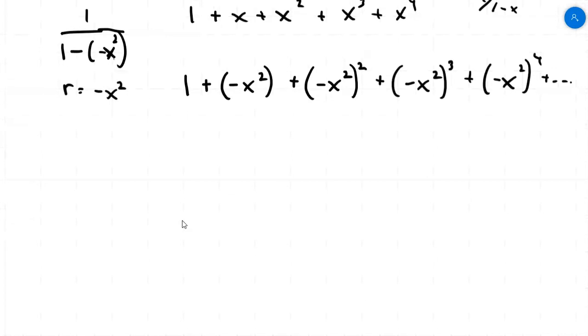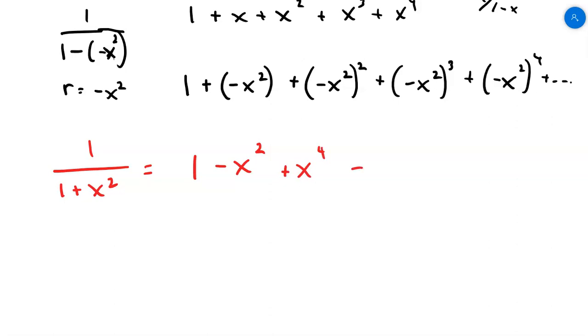And I end up with 1 over 1 plus x squared equals 1 minus x squared. Now, this is going to end up being a positive, right? Negative squared gives me a positive, so I get plus x to the fourth minus x to the sixth plus x to the eighth, and so forth. So now I have a representation for 1 over 1 plus x squared.